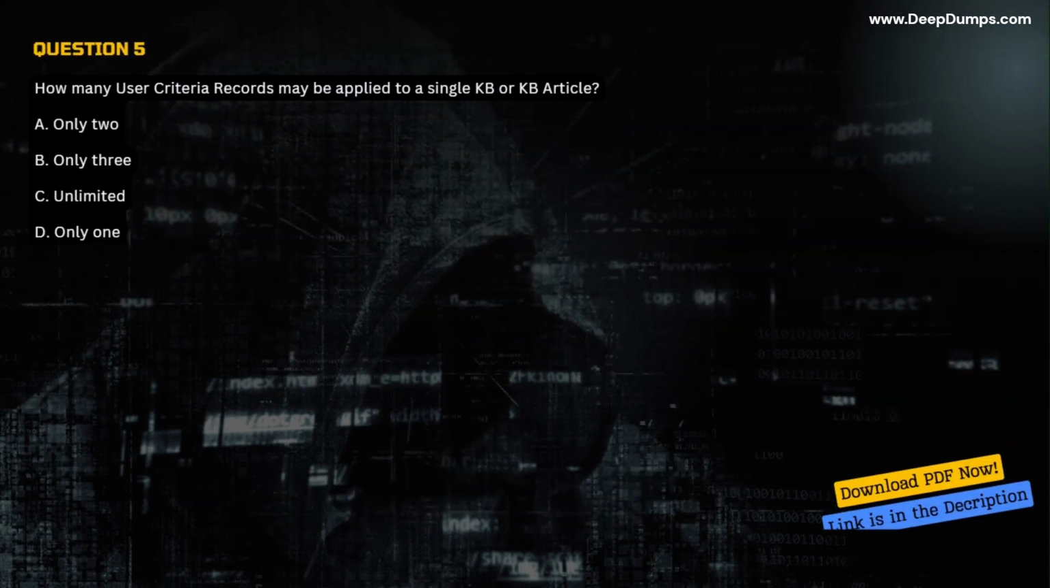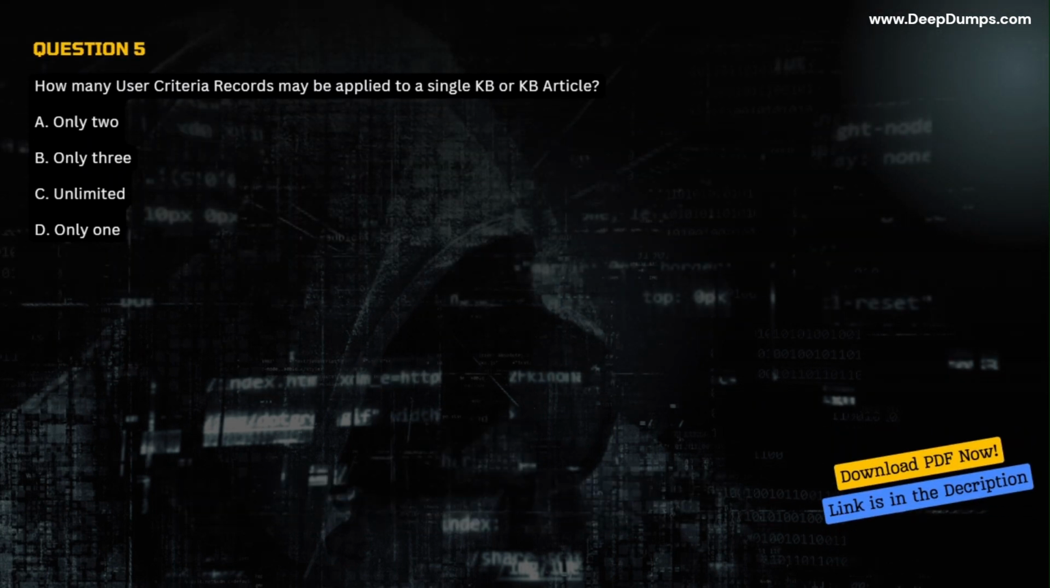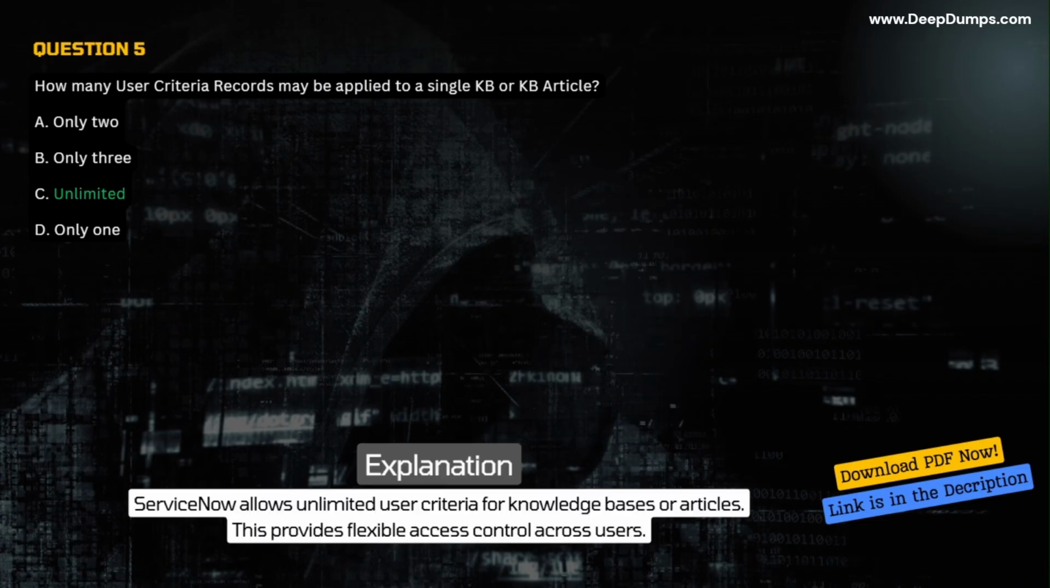Question 5. How many user criteria records may be applied to a single KB or KB article? A. Only 2. B. Only 3. C. Unlimited. D. Only 1. Correct answer, C. Unlimited. Explanation. ServiceNow allows unlimited user criteria for knowledge bases or articles. This provides flexible access control across users.